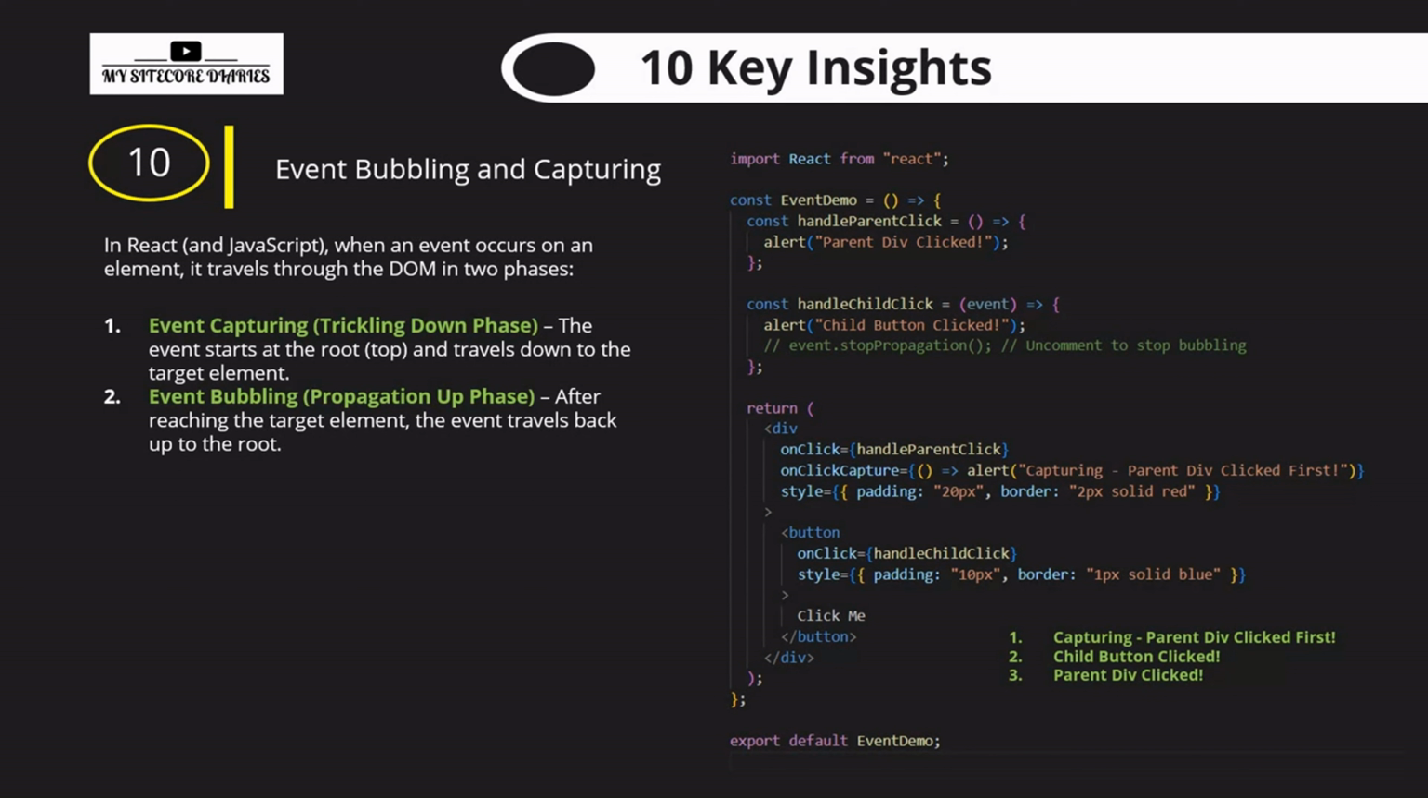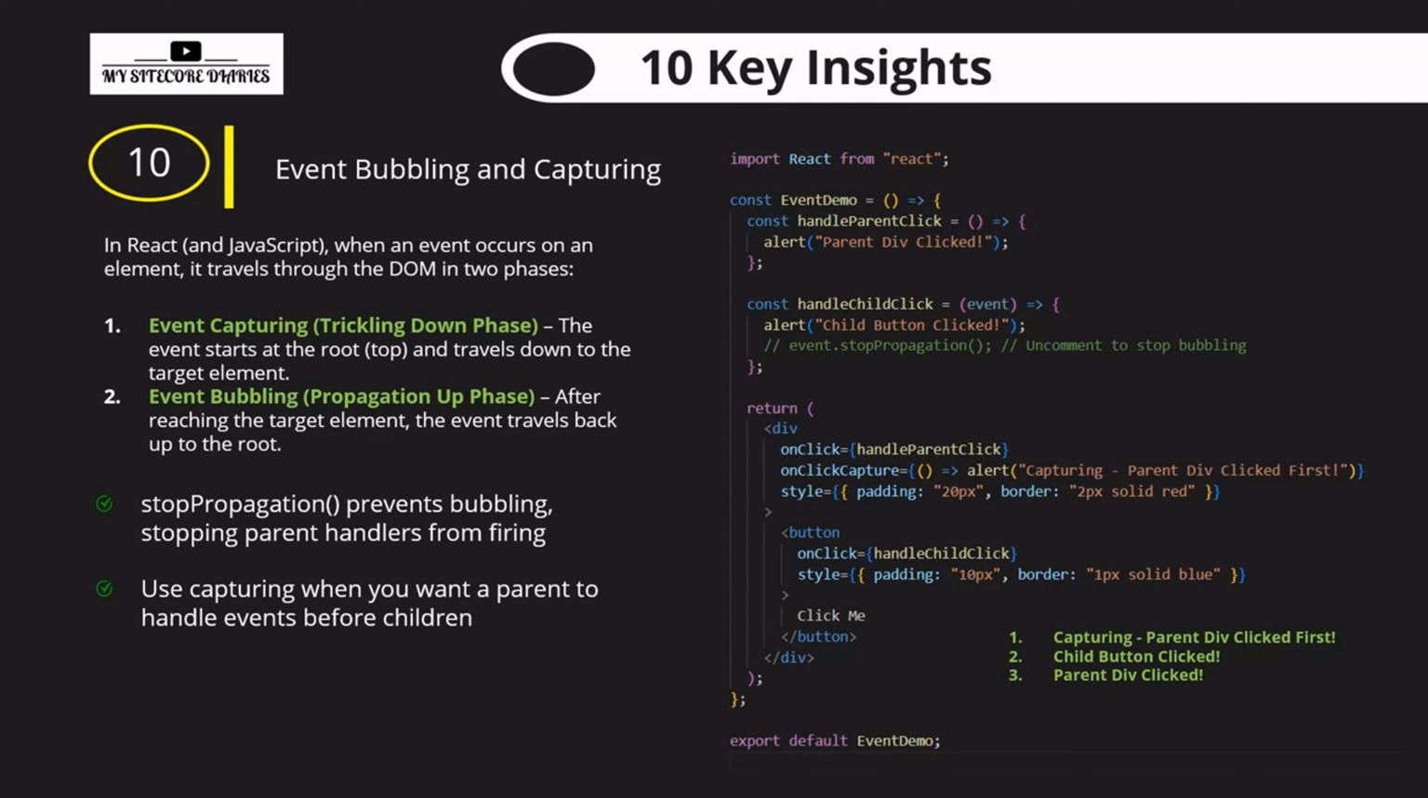Event capturing and event bubbling are the two phases. Event capturing goes from top to bottom, and event bubbling goes from the target element up. Understanding event capturing and bubbling helps us control event handling in React efficiently. You can use event.stopPropagation to prevent event bubbling, and you can use onClickCapture when you need the parent to handle the event before the child.